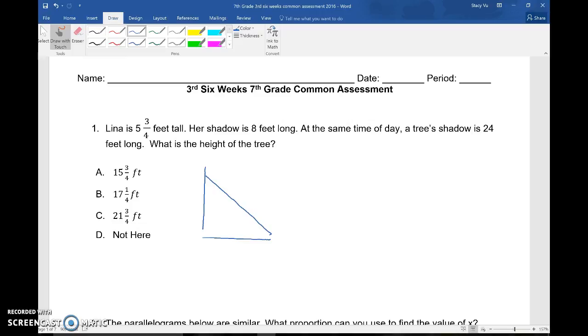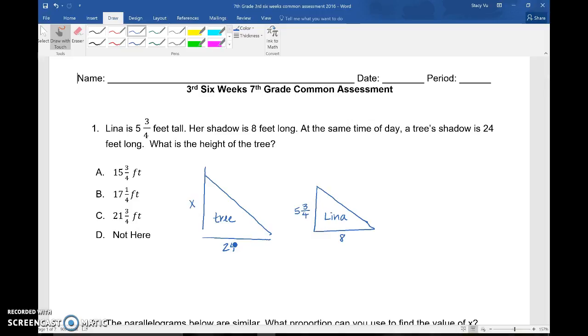Oh, it's totally messing up my writing, huh? All right, well, we'll deal with it. So I draw a picture. So here we have Lena. She's going to be over here because she's shorter. And she is 5 3/4 feet tall. Her shadow is 8 feet long. At the same time of day, a tree, it's weird, has a shadow of 24 feet. And we're looking for the height of the tree.